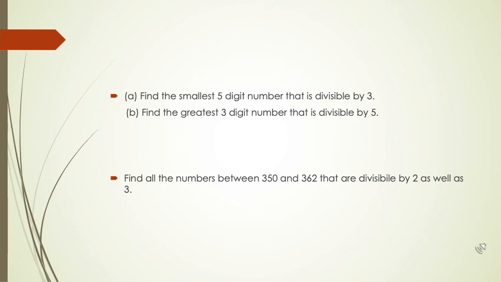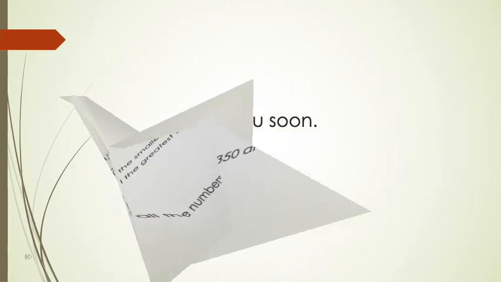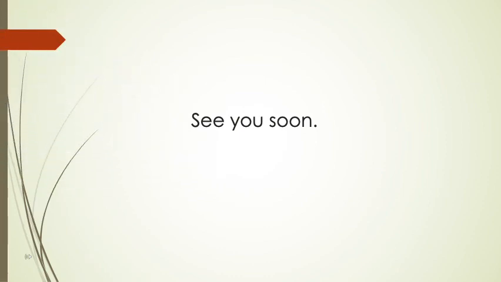Therefore, the numbers between 350 and 362 that are divisible by both 2 and 3 are only two numbers, and those are 354 and 360.